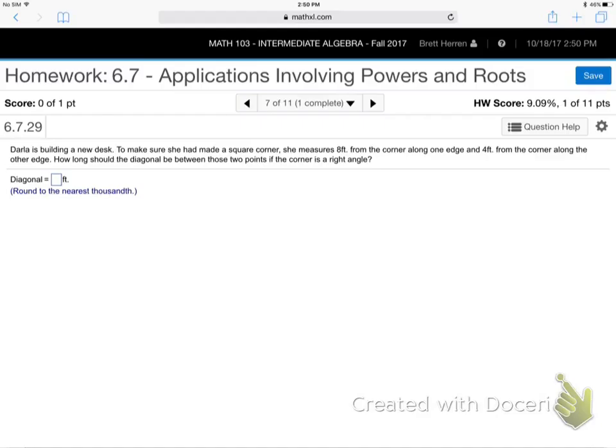Okay, so we're saying she measures 8 feet on one corner, 4 in another. My picture doesn't look right, but whatever. She wants to make sure she has a square. She measures 8 foot from one corner, 4 foot from the corner on the other edge. How long should the diagonal be? So call this X or D for diagonal or whatever you like. So there we go. I'm just going to go dot, dot, dot. Same thing. Good. I move on.